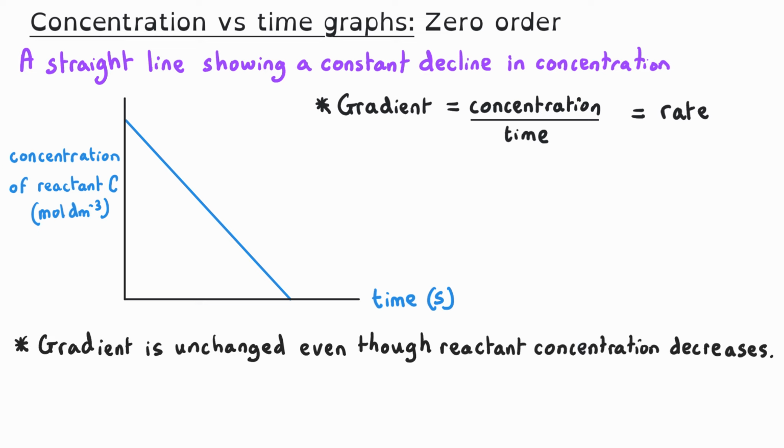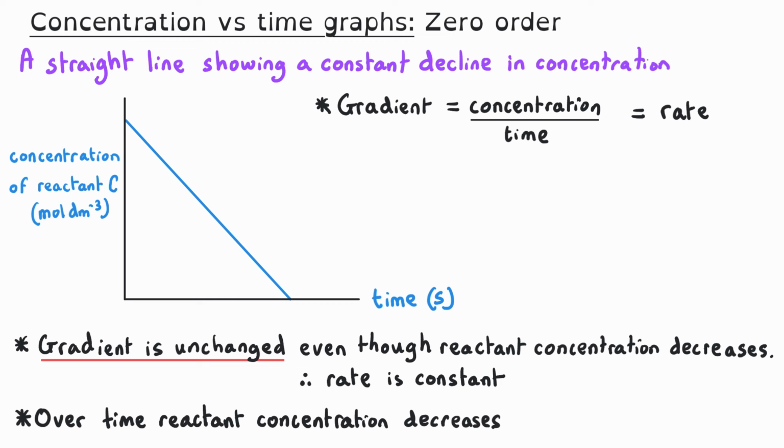And the reason for this is the gradient is unchanged as the reaction proceeds. And so even though we are seeing a decreasing concentration of reactant as the reactant gets used up, this is not affecting the rate of reaction. That concentration is decreasing at a constant rate, and so the rate of reaction is constant. And so we can see from this shape that this is characteristic of a zero-order reaction, because over time the reactant concentration is decreasing, but the rate of reaction is not.